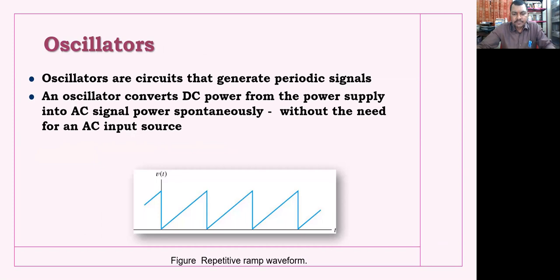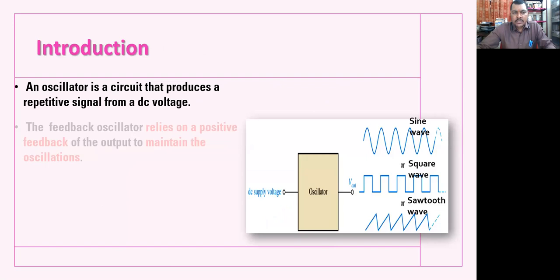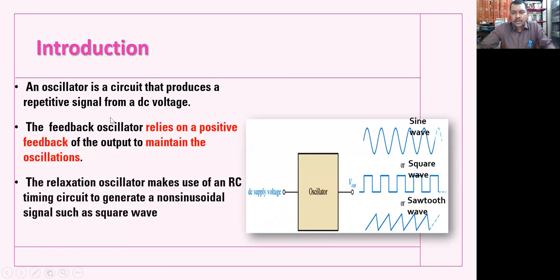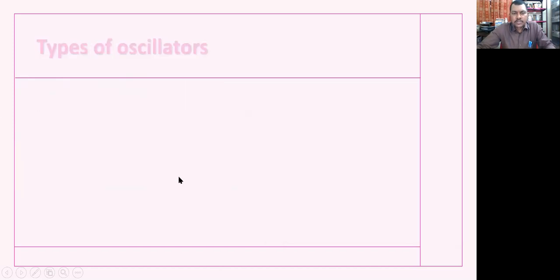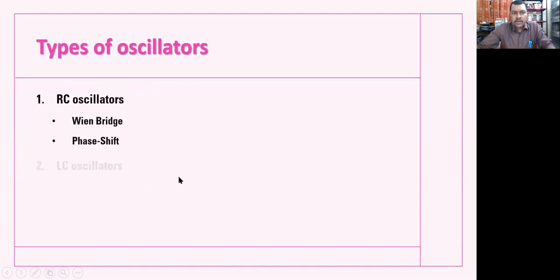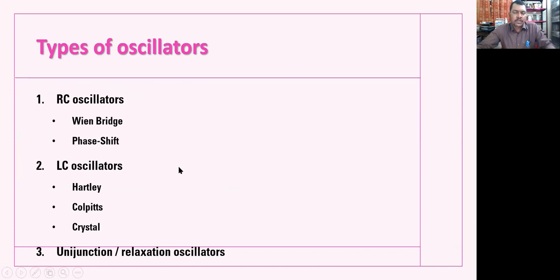And this is a ramp waveform which is generated by an oscillator. These are some of the signals which we expect from an oscillator to generate. This is a sine wave on the right hand side, a square wave, and a sawtooth wave. There is one more, a triangular wave. These are some of the oscillators which we are going to complete in this section: Wein bridge oscillator, phase shift oscillator, Hartley oscillator, Colpitts oscillator, crystal oscillator, unijunction and relaxation oscillator. We are going to complete all of those.